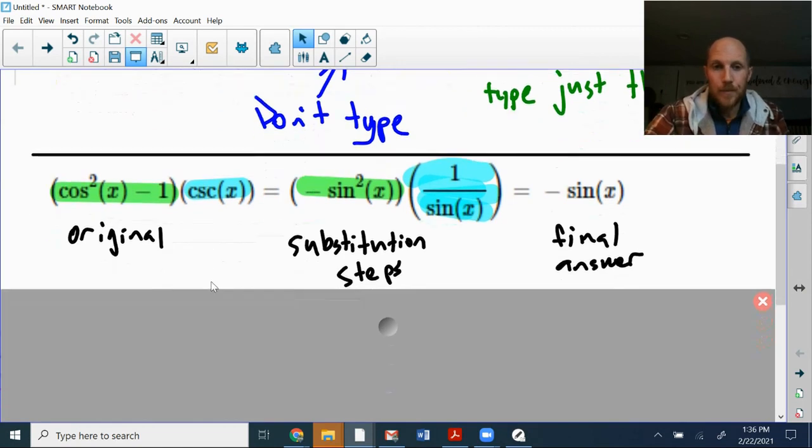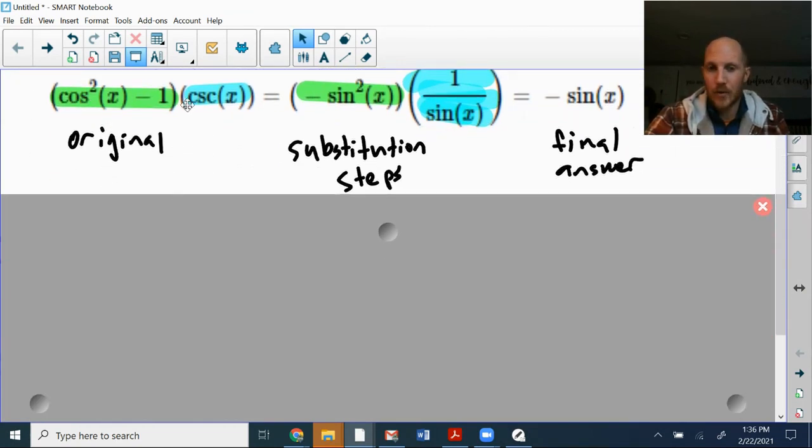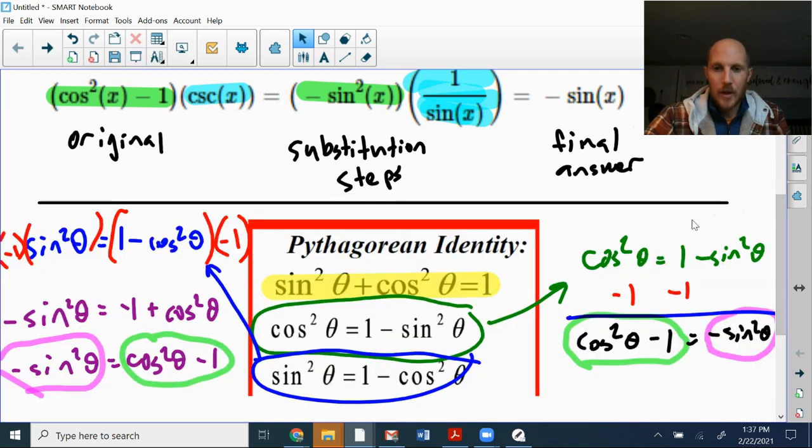So the original problem gave us cosine squared of x minus 1 in green. So let's just look at that, so you can see what the substitution is supposed to be, but how did we get to negative sine squared of x? So cosine squared of x minus 1 right here, the original part of the expression. When I look at my list of Pythagorean identities right here in the middle, there's not an exact match. A couple of things are close. The one I circled in green has not an exact match. It's got cosine squared of theta.